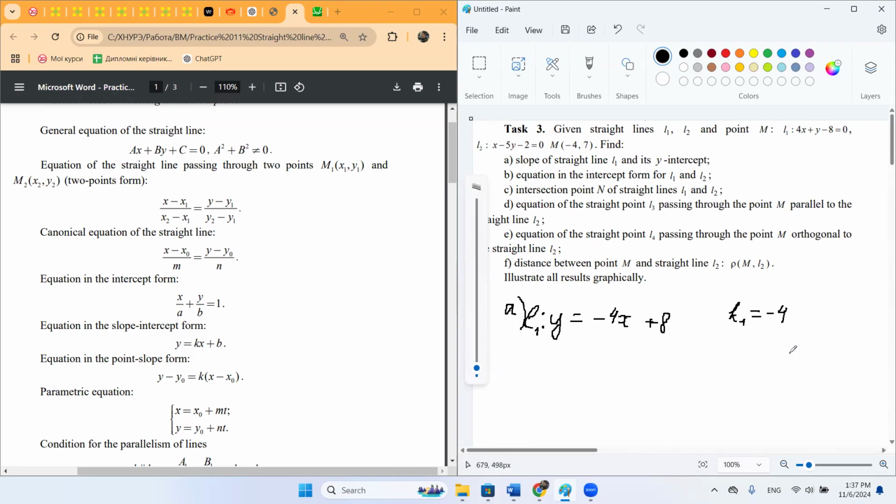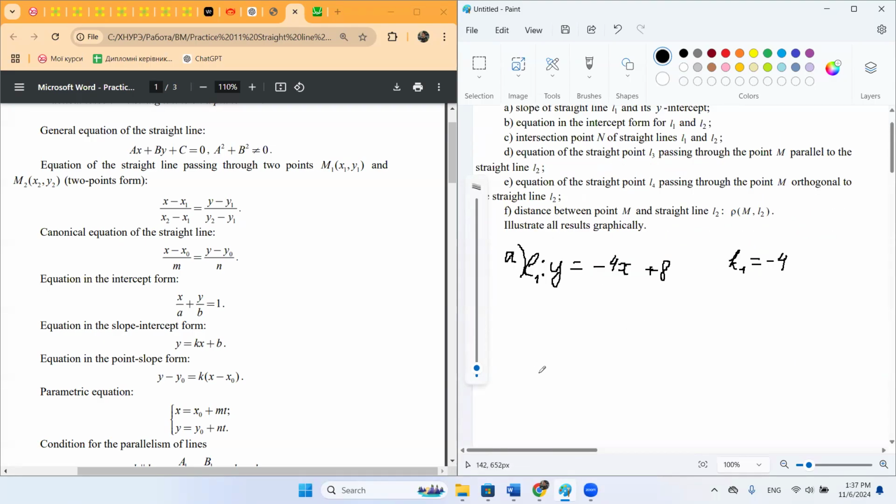Can we find the y-intercept from this equation, or do we first need to find the intercept form of the equation, or we don't have to do it? Isn't it 8? Yeah, so b is the y-intercept that you remember from school. So 8, correct. So part A is done.